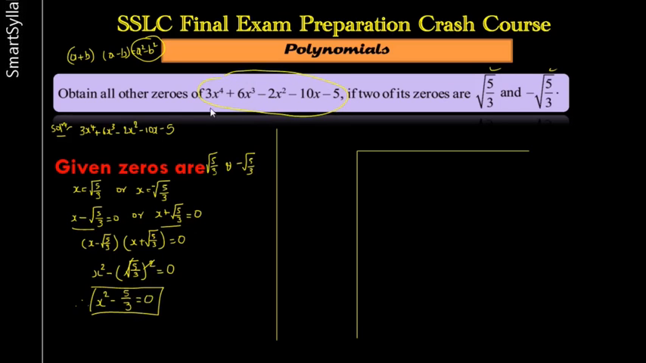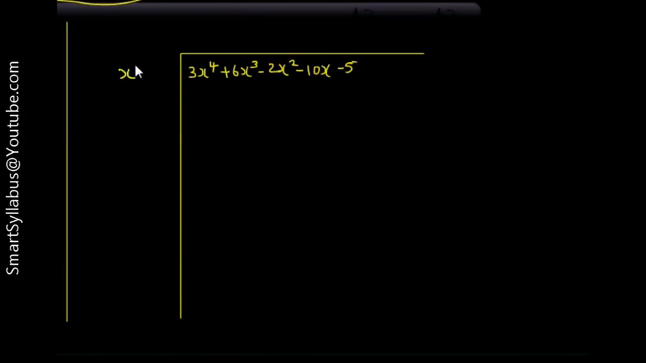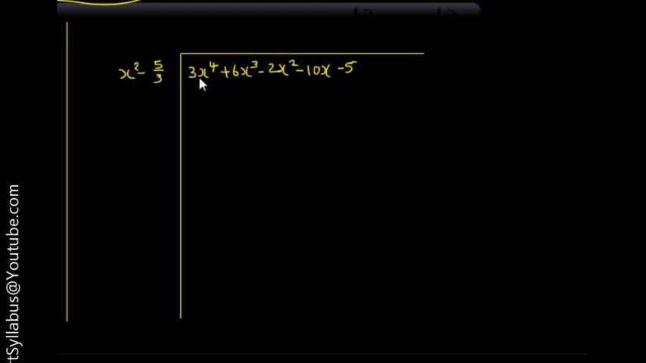Okay, first try this bigger polynomial here now, that is 3x raised to 4 plus 6x cube minus 2x square minus 10x minus 5. Divide this one by x square minus 5 by 3. Okay, the division process we already discussed in the previous question, but once again, what we have to do is take the first term, that's 3x raised to 4.